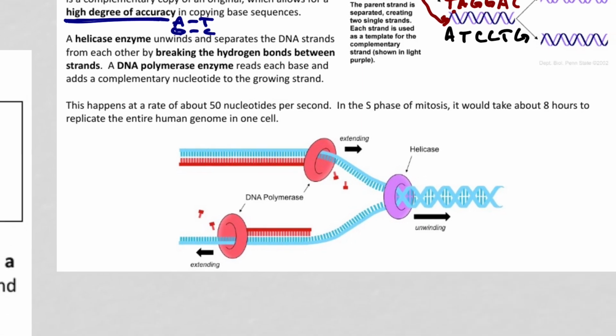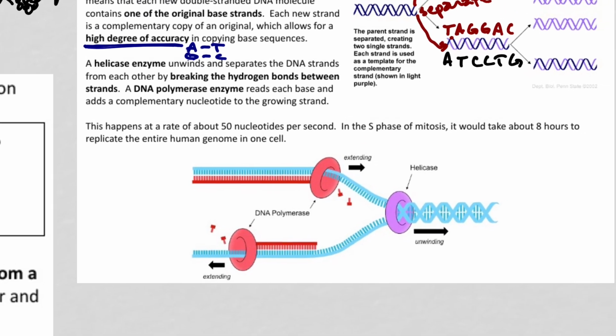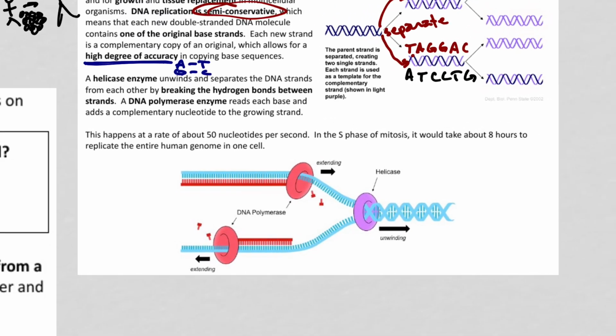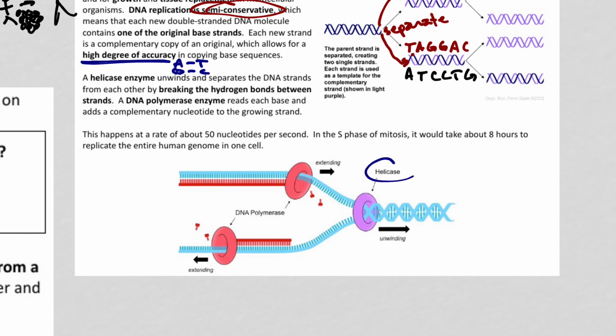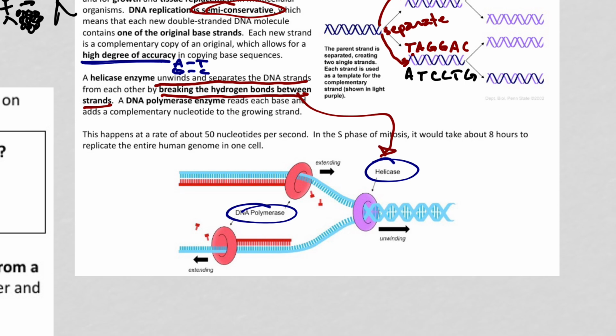Now in SL, you were supposed to know about two specific enzymes. Those enzymes are helicase and DNA polymerase. Helicase is an enzyme. It unwinds and separates the DNA strands from each other by breaking the hydrogen bonds between the strands. So remember that between A and T, there are 2 hydrogen bonds, and between G and C, there are 3 hydrogen bonds, and helicase unzips those.